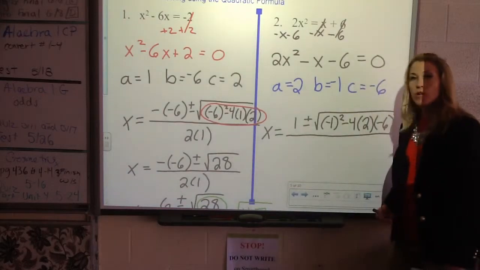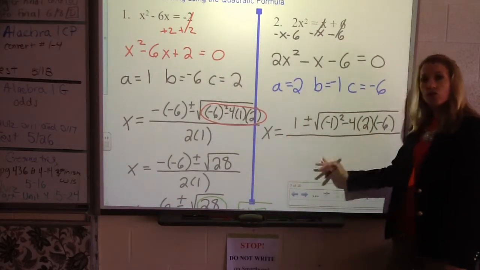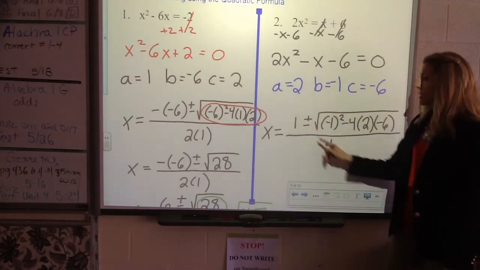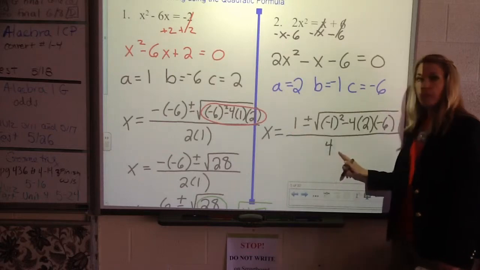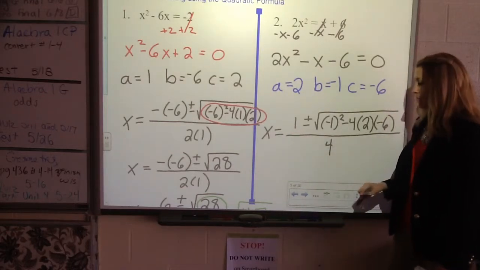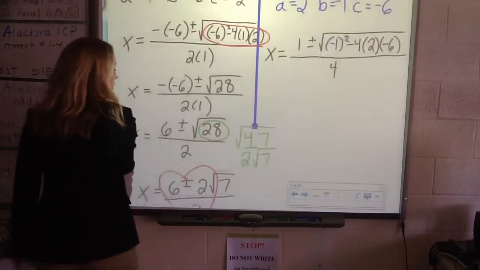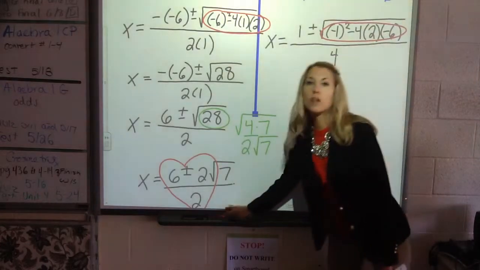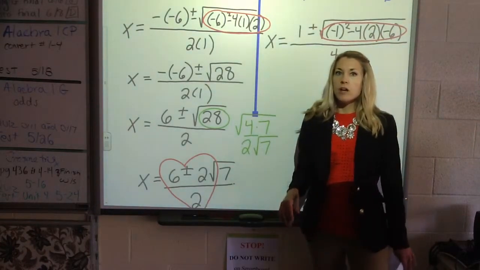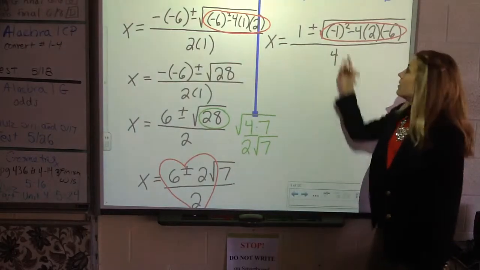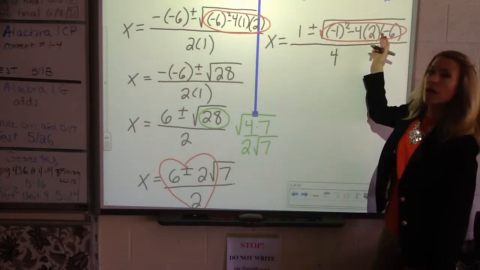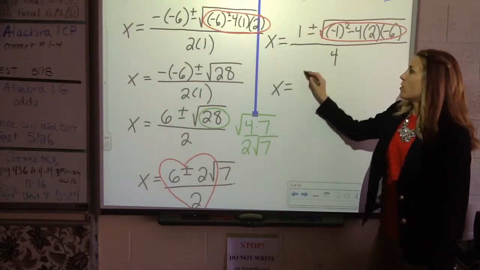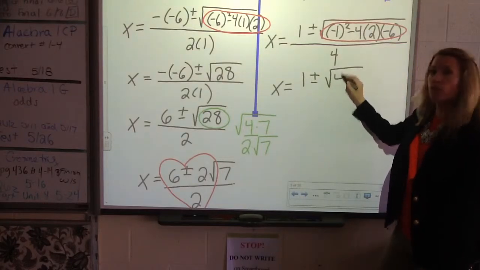And again, now this is the part I do in my head. All over 2 times a. 2 times 2 is 4. So those are 2 shortcuts that I do. I do the opposite of b, and I multiply the 2 by my a term. Just like we did in the other problem, you just plug this right into your calculator. If you're good at multiplication and addition, you can do this in your head. -1 squared minus 4 times 2 times -6 is 49. So I'm going to replace everything underneath with 49.